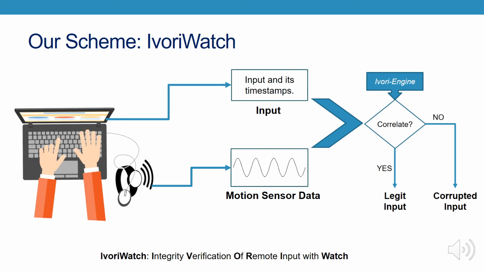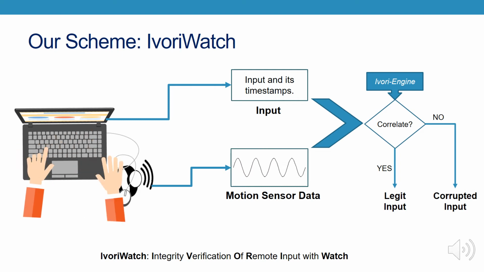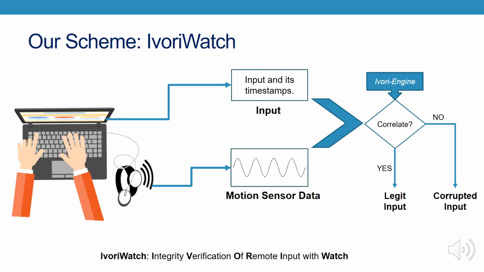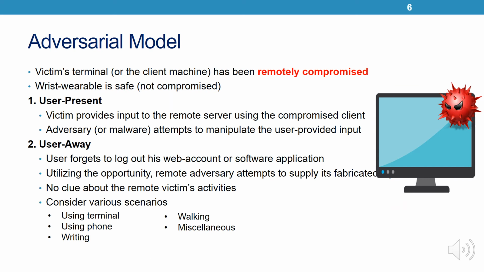If these two data points do not match, it flags that the input might have been manipulated by a malicious actor and takes proactive actions, for example, by not responding to the current request and alerting the user through some sort of out-of-band mechanism. In our threat model, we assume that the host machine has been compromised with malware or a Trojan that can manipulate the user input. We also assume that the wrist-wearable device using the IvoriWatch system is secure and hasn't been compromised.